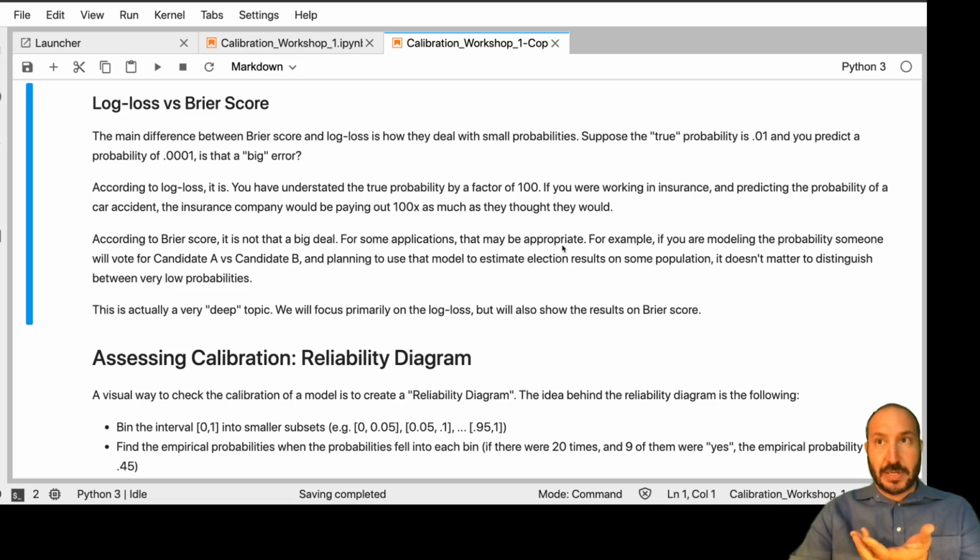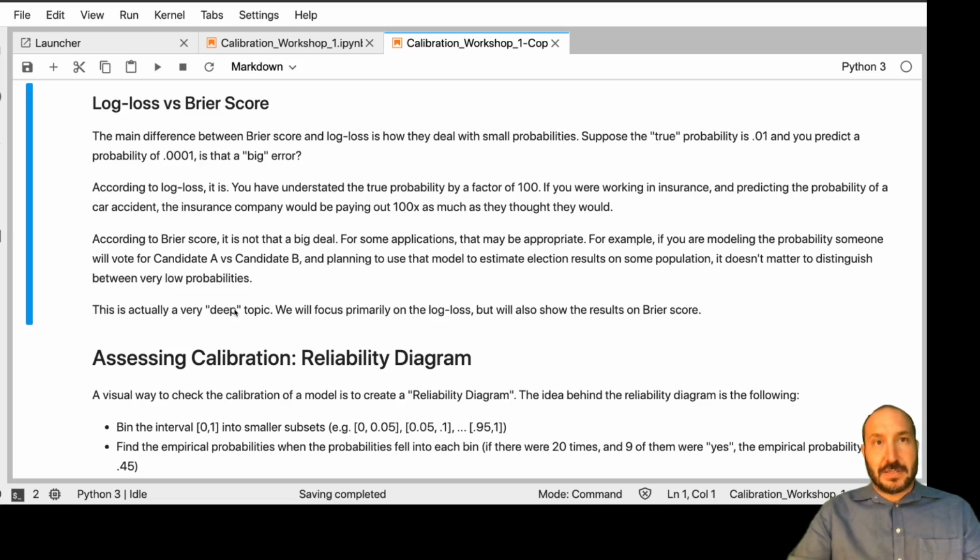For example, if you're working in politics and you're trying to model the probability that someone's going to vote for candidate A versus candidate B, and then you're going to use that model to apply to some population and say what you think the election results are going to be, it actually doesn't matter to distinguish between very low probabilities. Whether someone's very unlikely to vote for the candidate or very, very, very unlikely to vote for a candidate doesn't really make much of a difference to your use of the model.